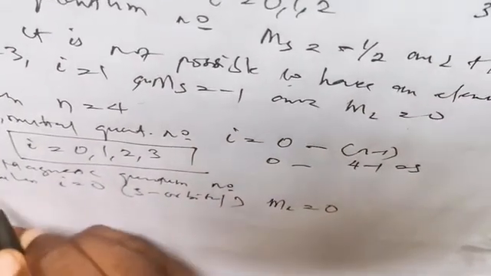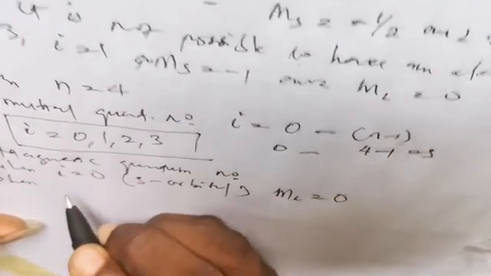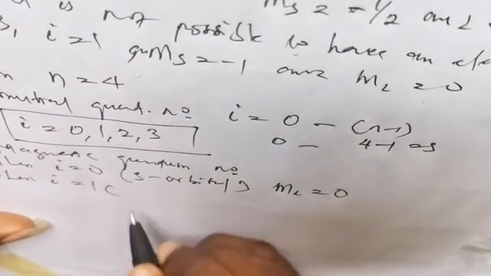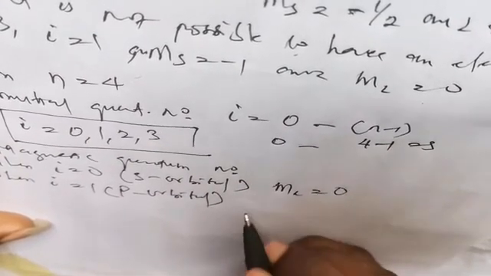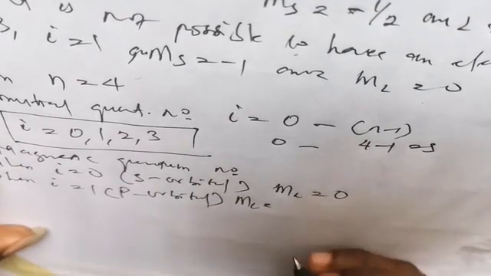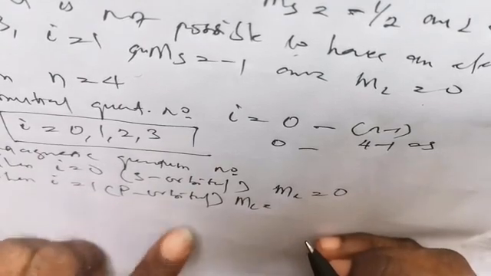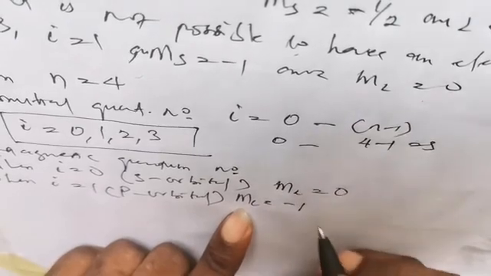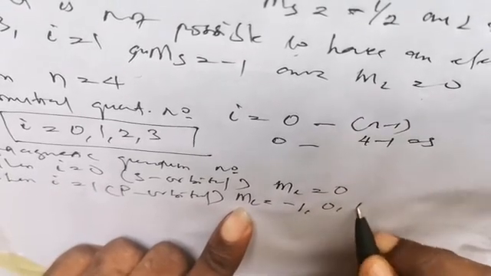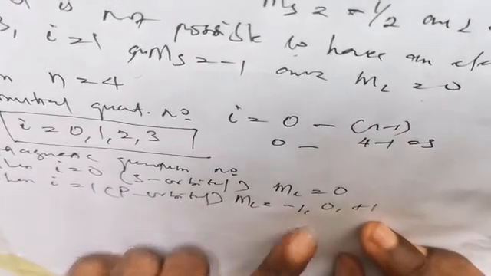When the azimuthal quantum number l is equal to 1, this is now the p orbital. Your ml value, the magnetic quantum number, ranges from -1 to 0 to +1. That is how it ranges. So if l is equal to 1, the magnetic quantum number becomes -1, 0, and +1.